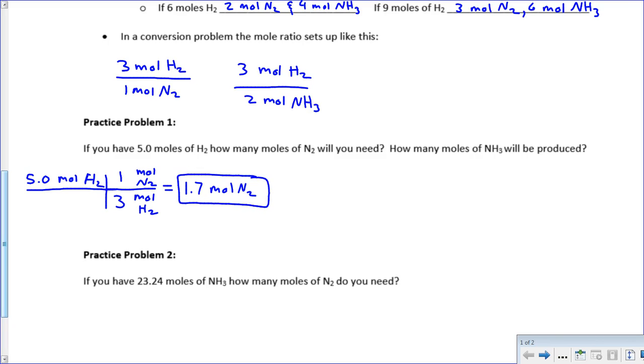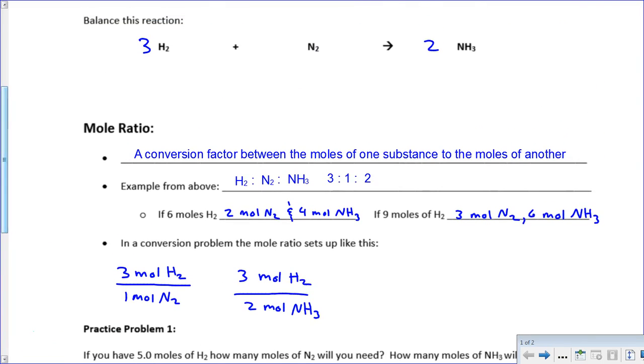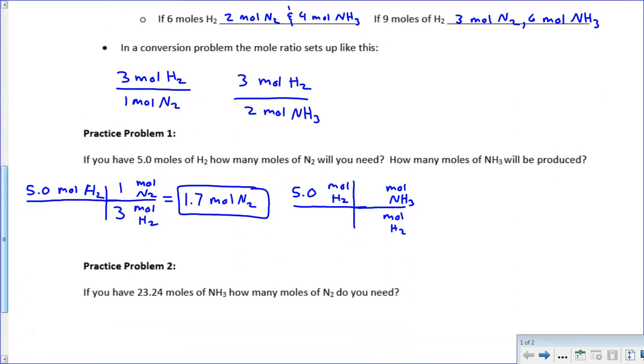Okay, now it says, how many moles of NH3 would you produce? We're going to start at the same place, 5.0 moles of H2. This time we're going to go from moles of H2 to moles of NH3. Again, looking at the coefficients up here in this balanced chemical equation, we know that there are 3 moles of H2 for every 2 moles of NH3 that are produced. So we have 3 moles of H2 for every 2 moles of NH3.